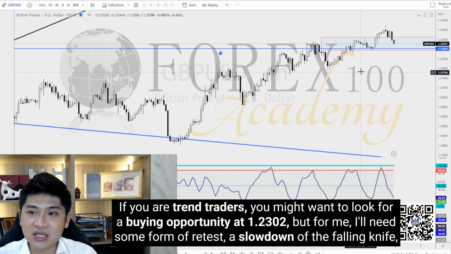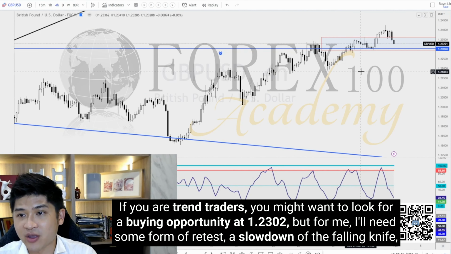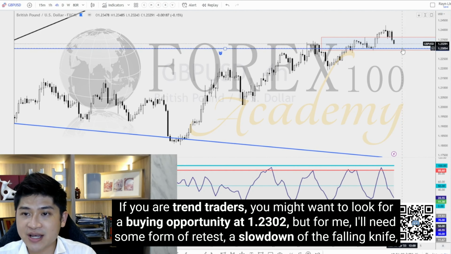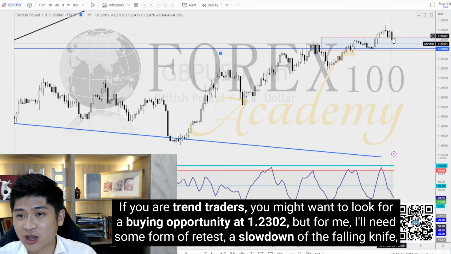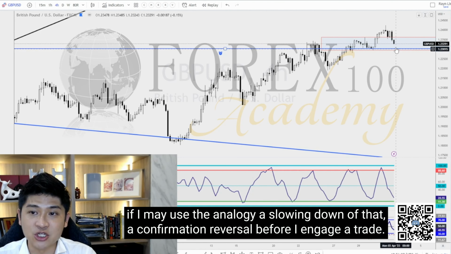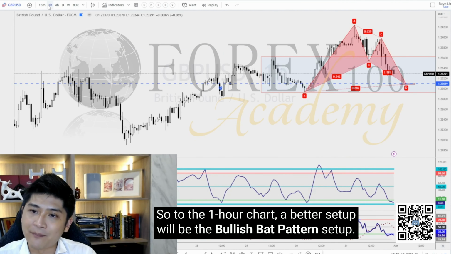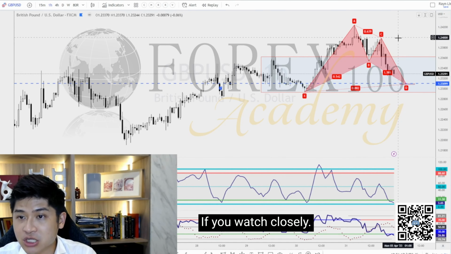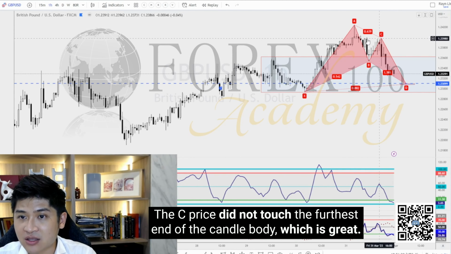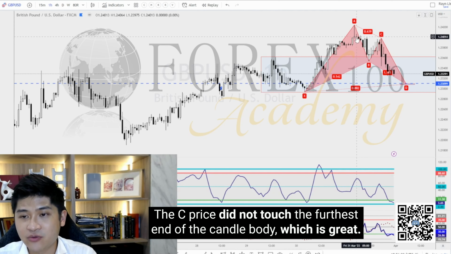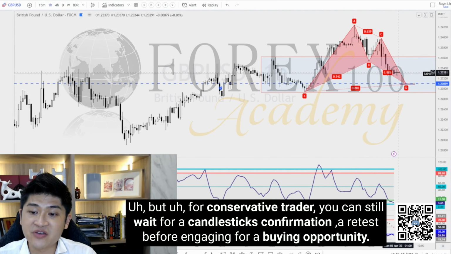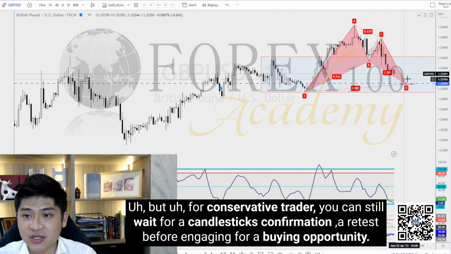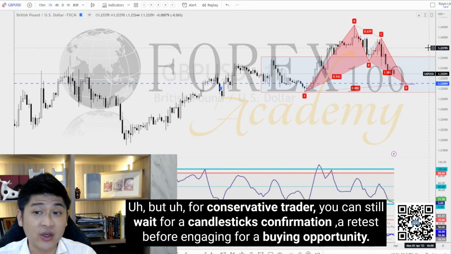Down to the 4-hour chart, if you are a trend trader, you might want to look for a buying opportunity at 1.2302. But for me, I'll need some form of retest, a slowdown of the falling knife, if I may use the analogy, a confirmation reversal before I engage a trade. So to the 1-hour chart, a better setup will be the bullish bat pattern setup. If you watch closely, the C price did not touch the furthest end of the candle body, which is great. But for a conservative trader, you can still wait for a candlestick confirmation, a retest before engaging for a buying opportunity.